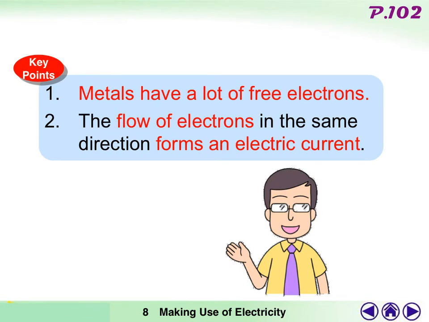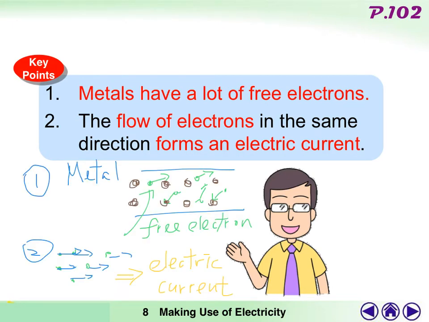Here is the summary. Metals have a lot of free electrons. The flow of electrons in the same direction forms an electric current. Try to make some drawings in your notes to help you remember the key points in the summary more easily.